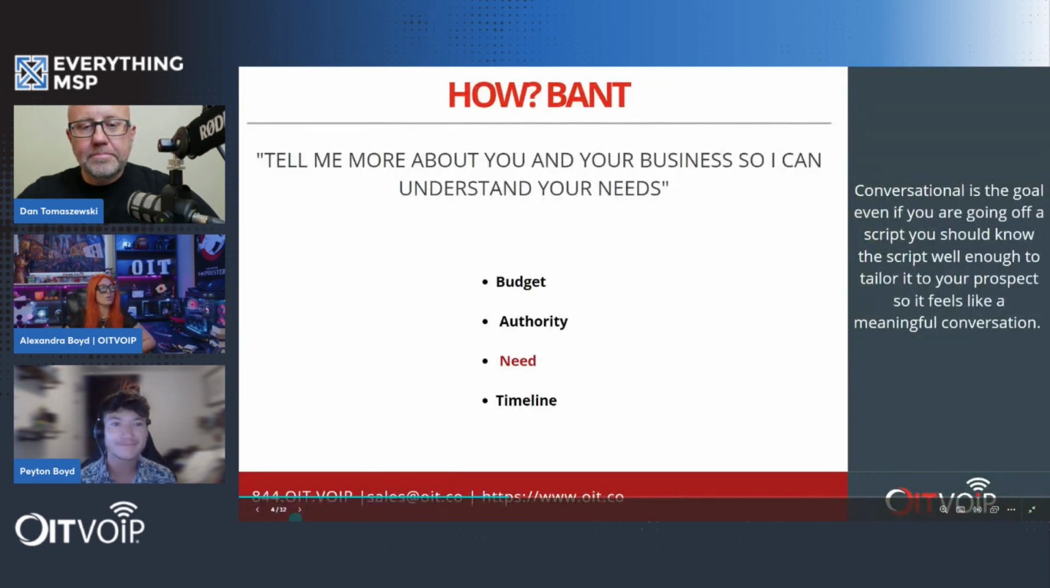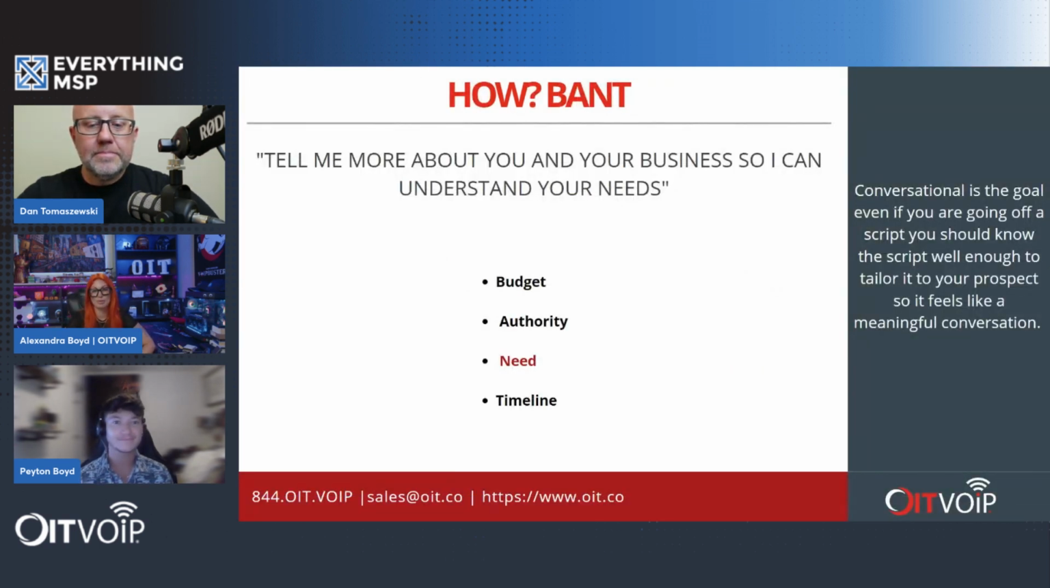So we're going to hop on over now. How are we going to do this? How we are going to do this is with BANT. This is an old framework. Some of you may or may not know about it, but budget, authority, need, and timeline. Those are the four main things that during this discovery, you really want to get answers to.